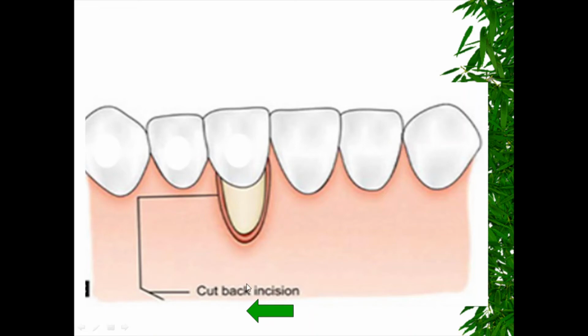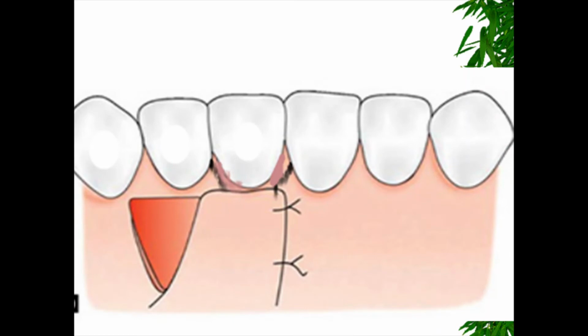A split thickness flap is then prepared by sharp dissection within the area delineated by the incisions, so that a layer of connective tissue is left covering the bone in the donor area. So when we raise the split thickness flap, the area should be covered with connective tissue.